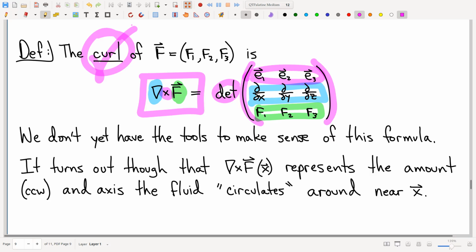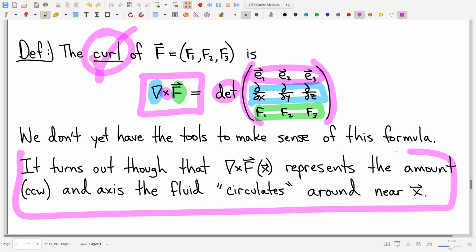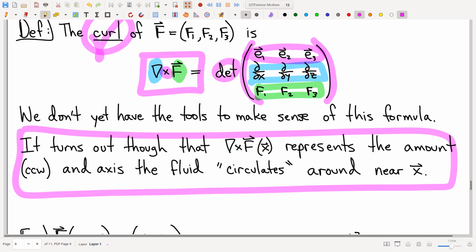So again, I have to apologize. I'm just going to make an assertion here with no motivation. Gives me the willies to do this, but anyway, here it is. What curl represents, in some sense, is how much and around what axis we have a kind of rotation of the fluid.